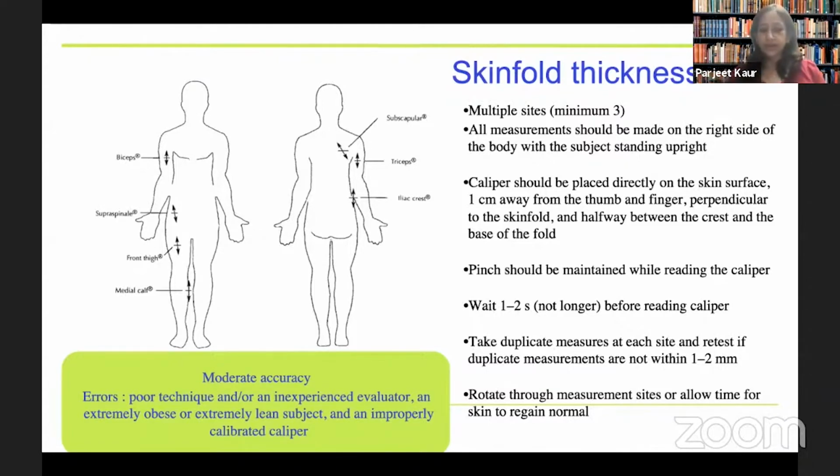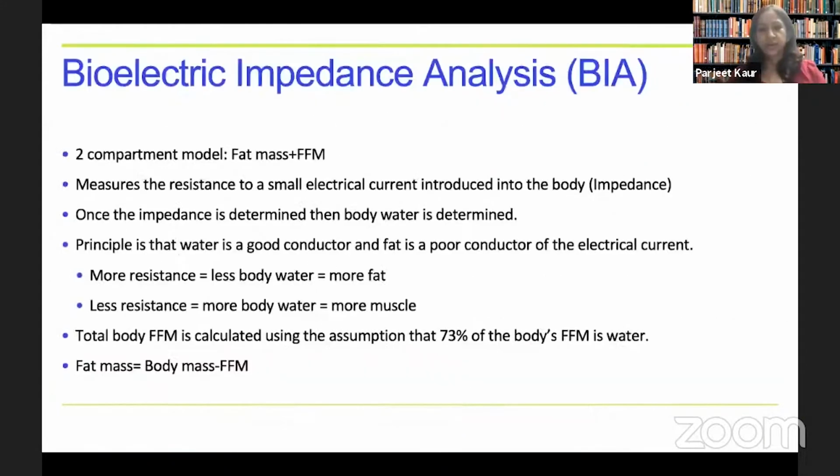However, the errors, as I just said, there are so many technical issues involved. So there's poor technique, inexperienced evaluator, extremely obese or extremely lean subject, or improperly calibrated caliper, which can lead to a lot of errors. And therefore, this is again restricted mostly to epidemiological research studies, not very much in routine clinical practice.